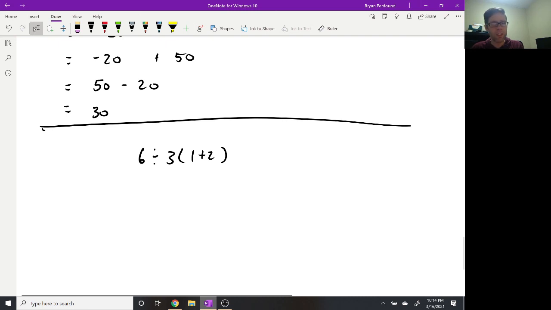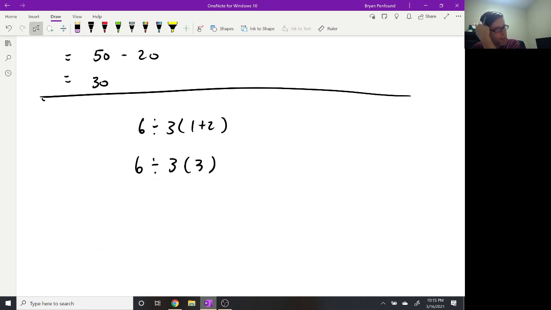So let's finish off class by looking at this one more time. What is the answer? Is the answer 1 or is the answer 9? Well, knowing our 3-tier system, I do have to simplify the brackets first. So that gives us 6 divided by 3 with the 3 in the brackets. And if we interpret this as a multiplication, then we can rewrite it in the following way. We have 6 divided by 3 times 3.